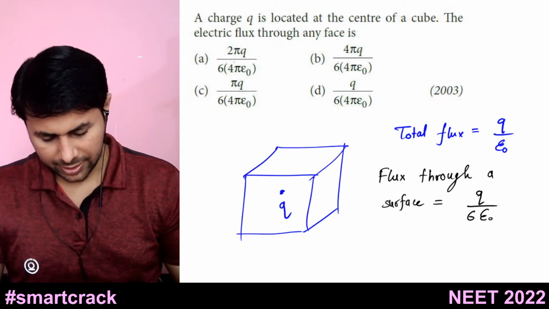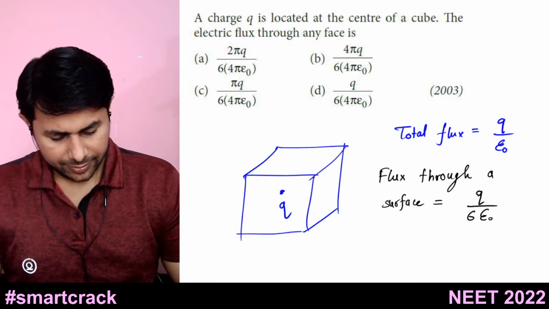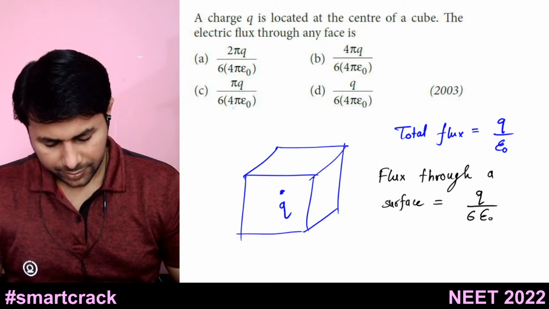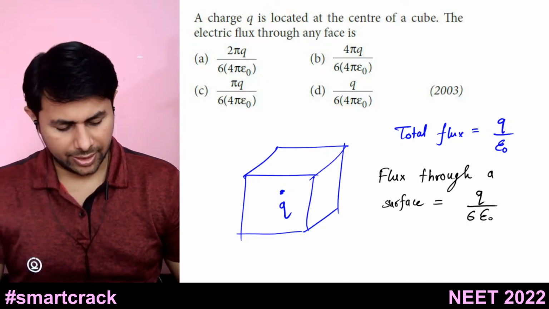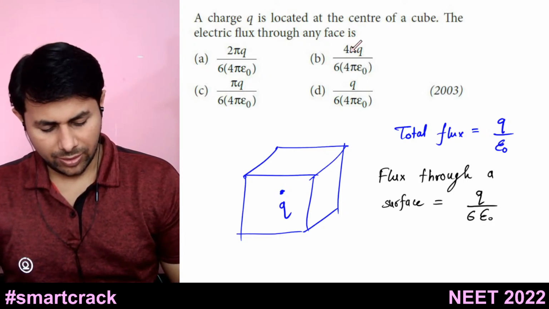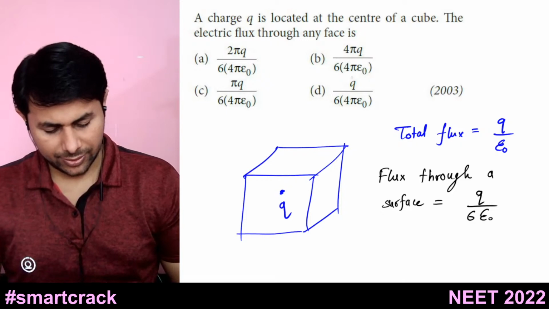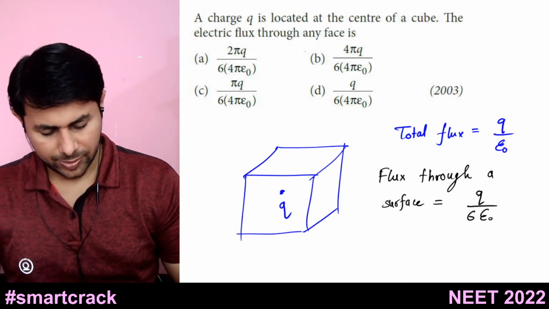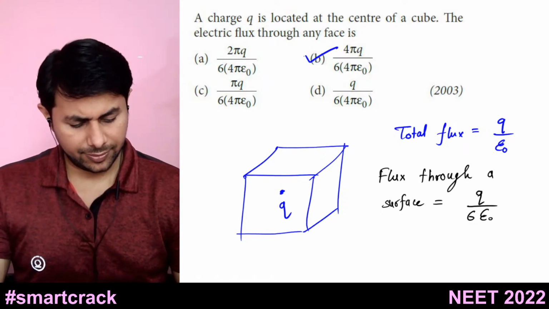So is there such an option? Let's check. It is pi. Okay, you are multiplying with 4 pi in the denominator. So 4 pi in denominator, 4 pi in numerator. You are multiplying and dividing by 4 pi. So this option B should be the answer.